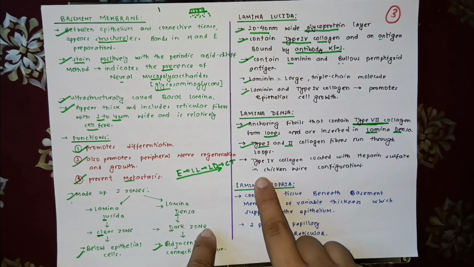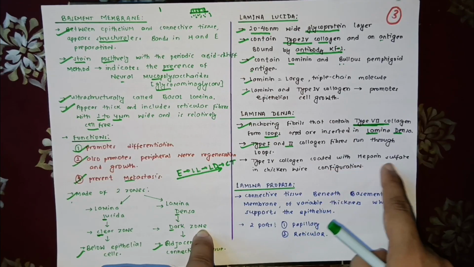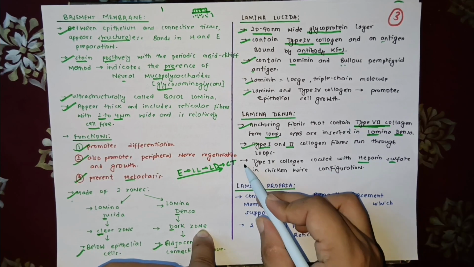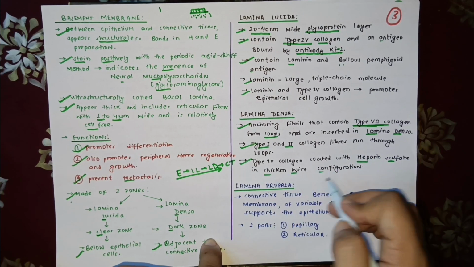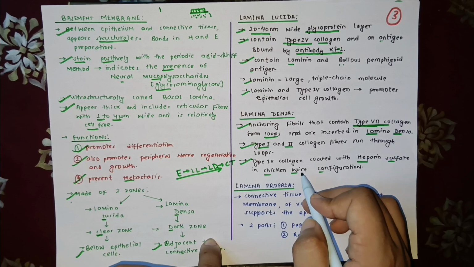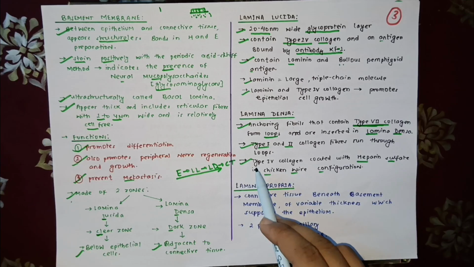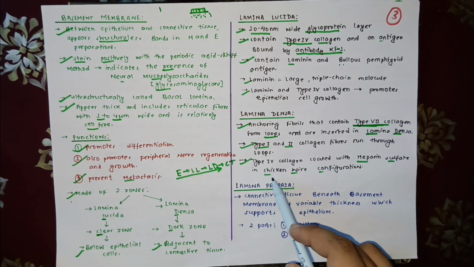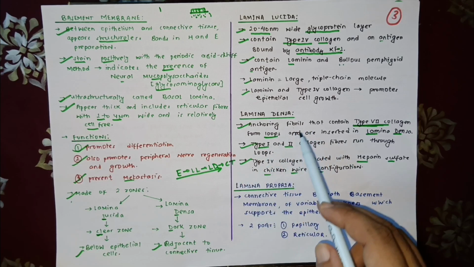Type 4 collagen is also present there, coated with heparan sulfate in a chicken wire configuration. So this is a famous configuration. I think you have studied about this in general pathology, in cancers, carcinoma, sarcoma. So type 4 collagen is coated with heparan sulfate and present in the chicken wire configuration. So this much is for the lamina densa.